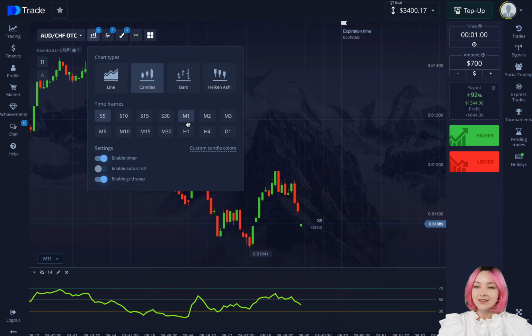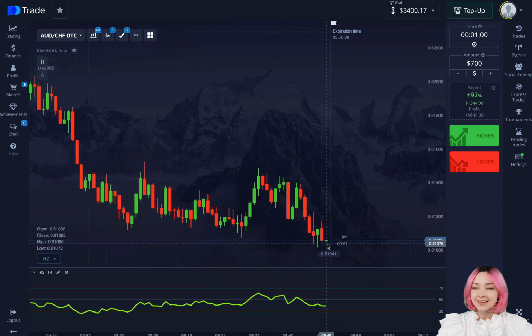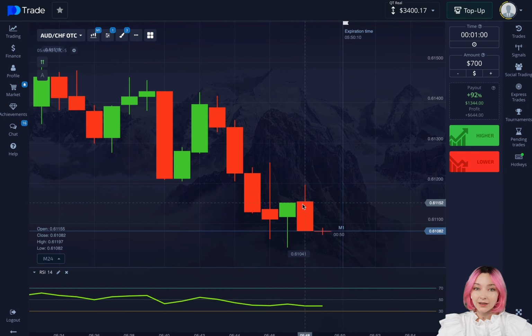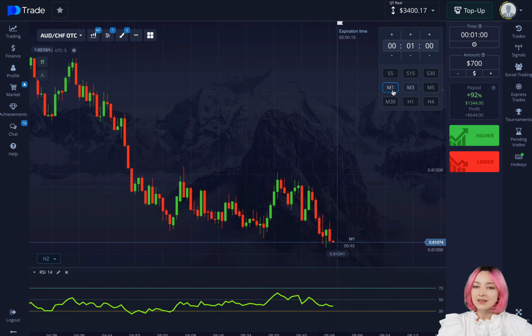For starters, we choose candles as the type of our chart. The chart type can be chosen in the top left corner. We also choose M1 as the time frame, and we get this candle chart where each candle takes 1 minute to entirely form, or one deal's expiration time is also going to be 1 minute today.